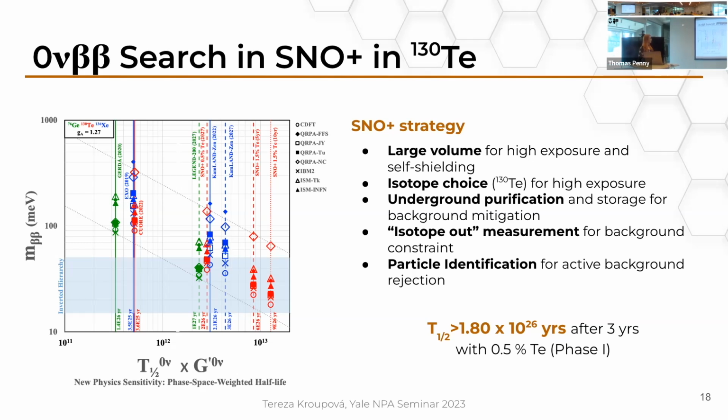What we're looking at here, the blue solid line is the current best limit from KamLAND-Zen, and in red is our projection for the 0.5% tellurium. You can see that we're starting to probe the inverted hierarchy as well, but we'll hopefully be loading more tellurium and taking data for a little longer.